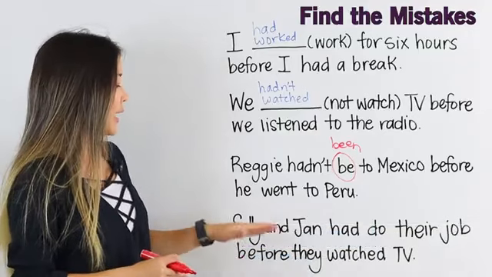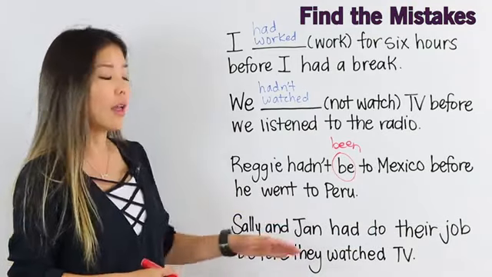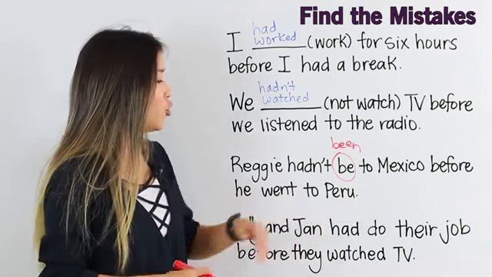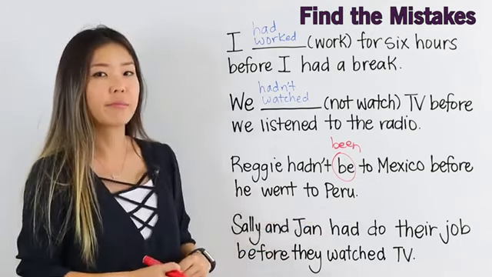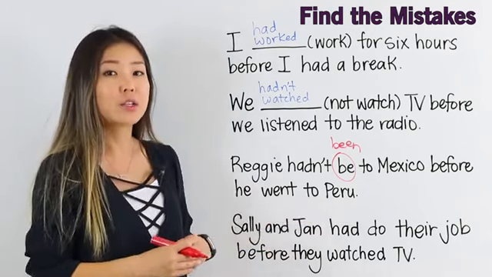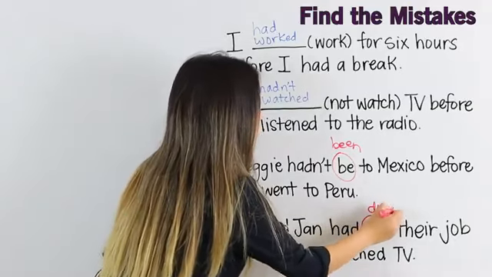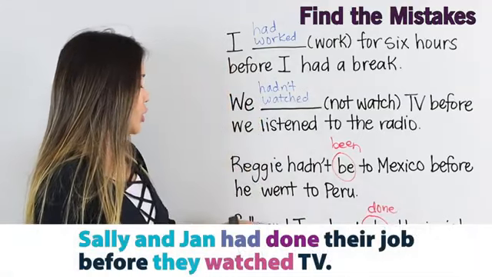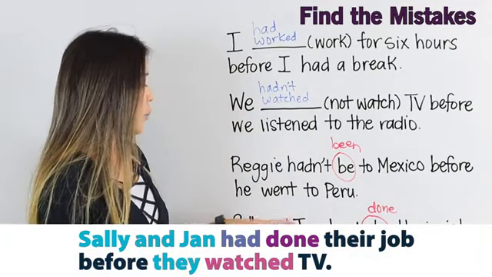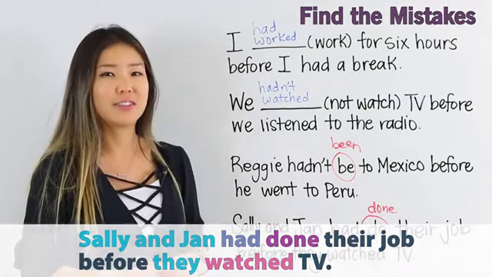And finally, Sally and Jan, or they, had do their job. Remember, we need the past participle. We don't say do, we say done. Sally and Jan had done their job before they watched TV.